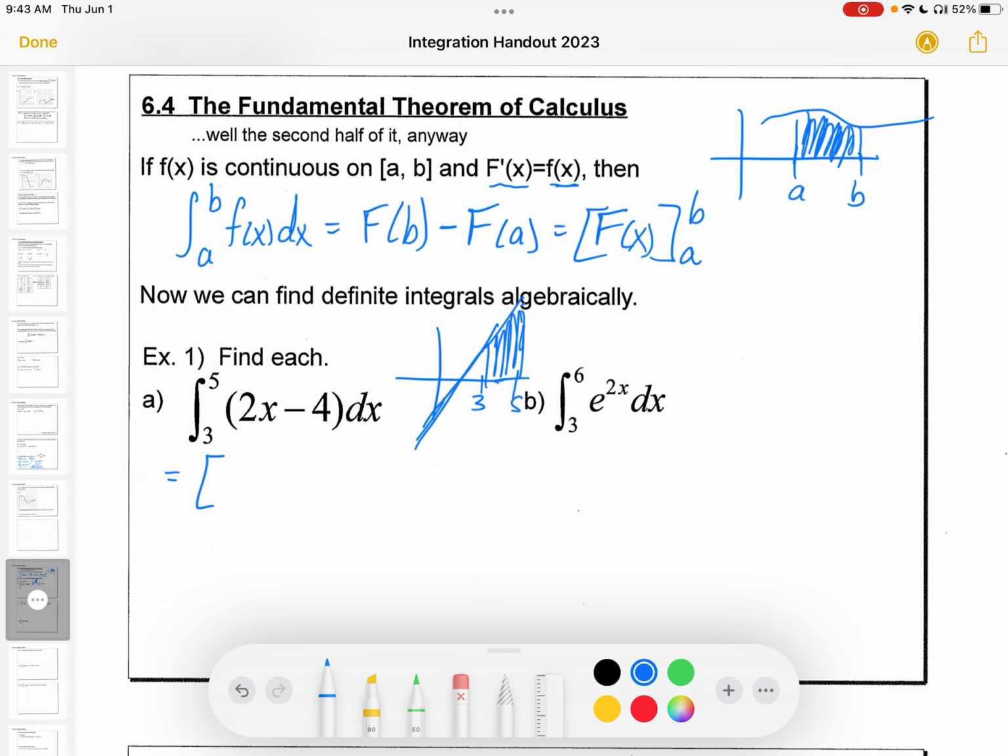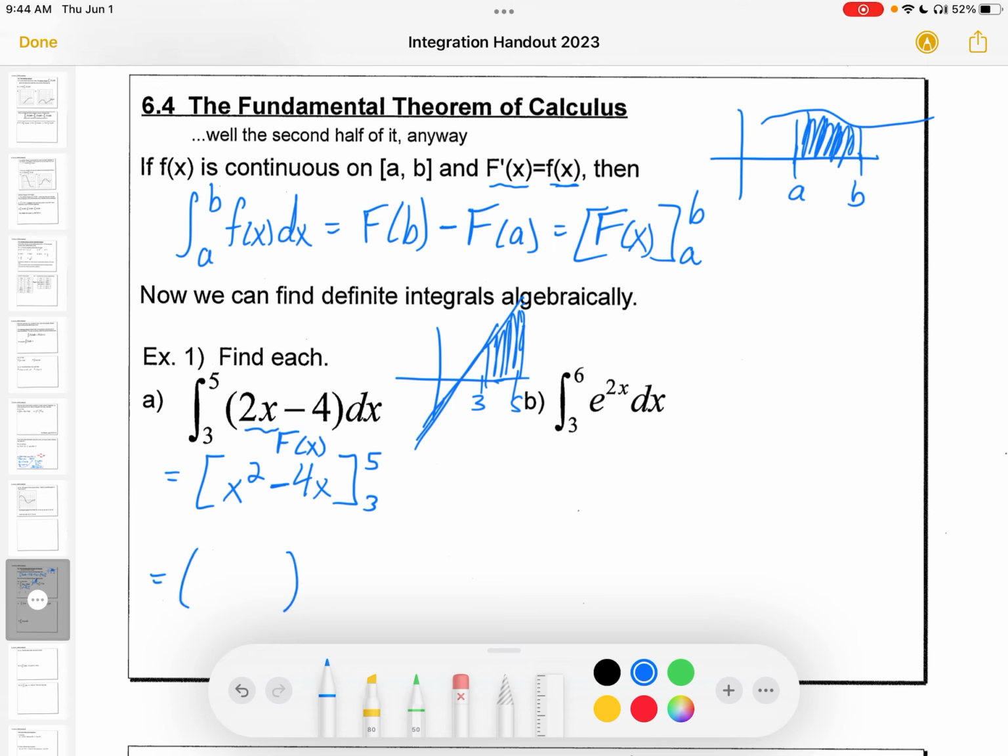We're going to find the antiderivative. The antiderivative of 2x would be x squared. The antiderivative of negative 4 would be 4x. We don't need a plus c or a constant of integration here because it would just get subtracted off. And we're going to do that from 3 to 5. So right here, this thing in the brackets is our antiderivative, big F of x.